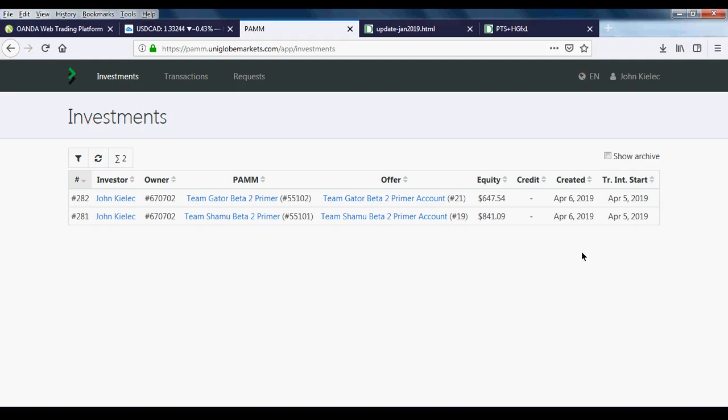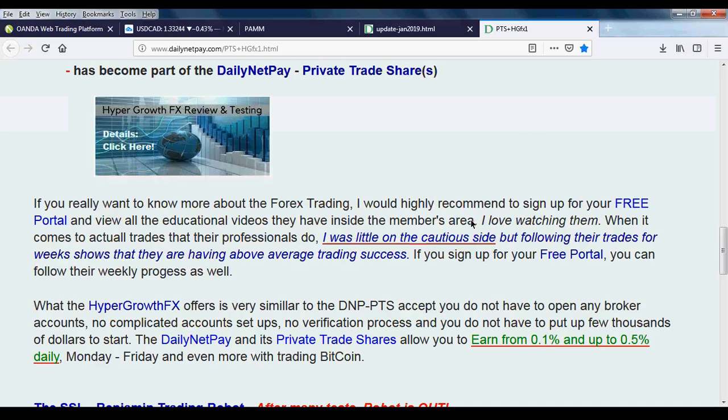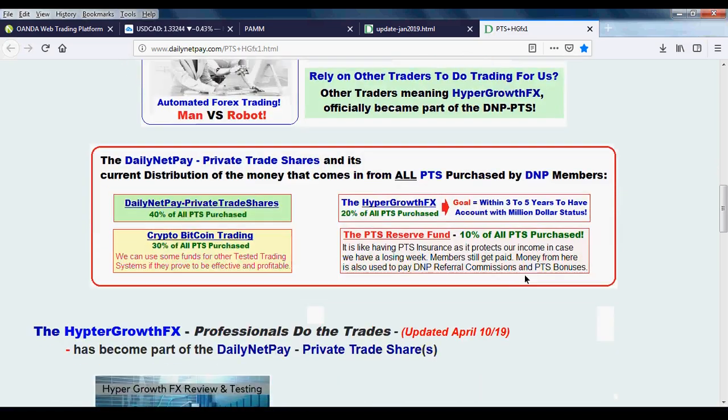They have that millionaire status plan. Well, I hope it does work out. But I'm going to be very, very cautious. Like I say, if they blow our $2,000 account, well, sorry. We're going to take a little loss. It's not going to affect us that much because, like I say, we have daily net pay, private trade shares. 40% of all private trade shares go in there. This is where I do the trading, and you can see the stats in a second.